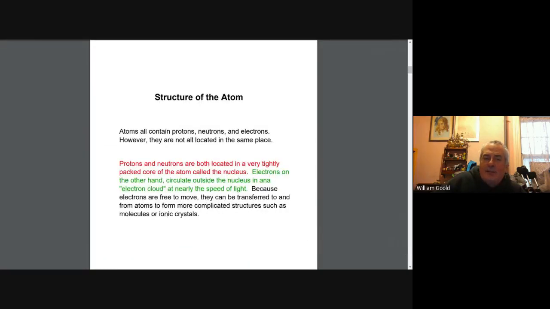Now, what does an atom look like? Protons and neutrons are both located in a very tightly packed core in the center of the atom called the nucleus. And electrons go around the outside of the nucleus in what we call a cloud, and they're moving nearly the speed of light. Because electrons are free to move, they're not stuck inside a nucleus where they're being held on very tightly, electrons can be exchanged, transferred, or shared. This is what happens to make different compounds and chemical reactions, and that's going to be the basis of what we do in this class this year.